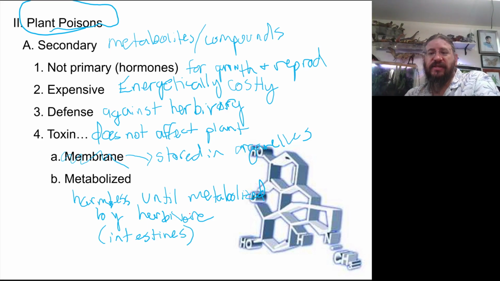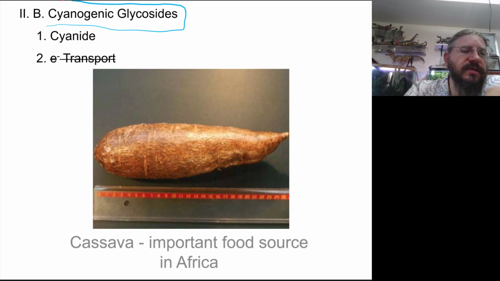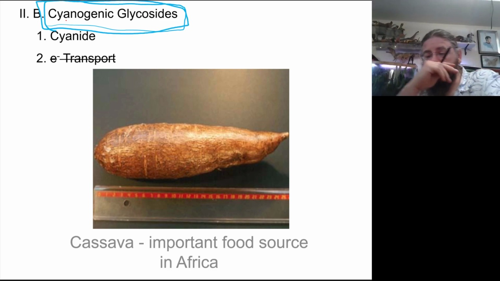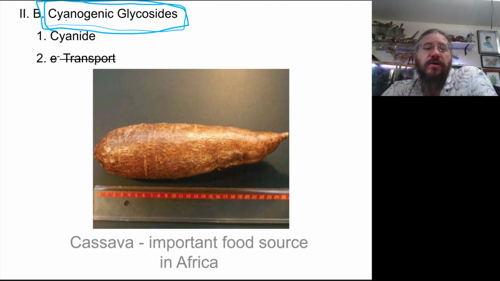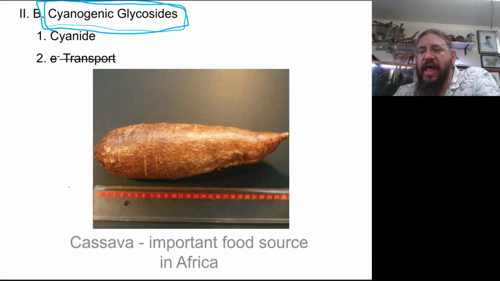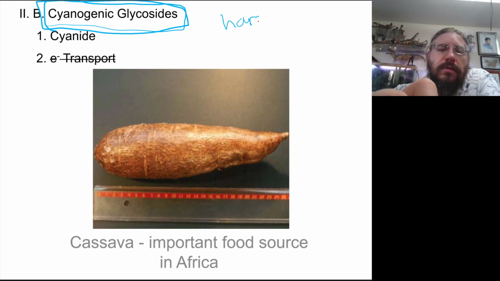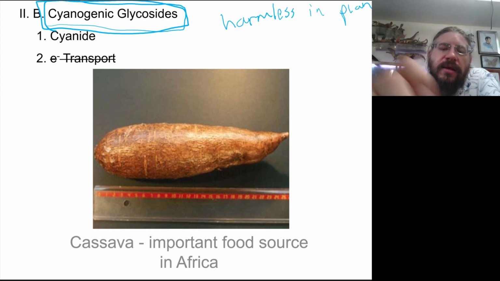So let's start with some real dramatic plant poisons. How about cyanogenic glycosides? Cyanogenic glycosides are one of those that are harmless until metabolized. So, inside the plant, cyanogenic glycosides are harmless, and they are converted to cyanide when digested.